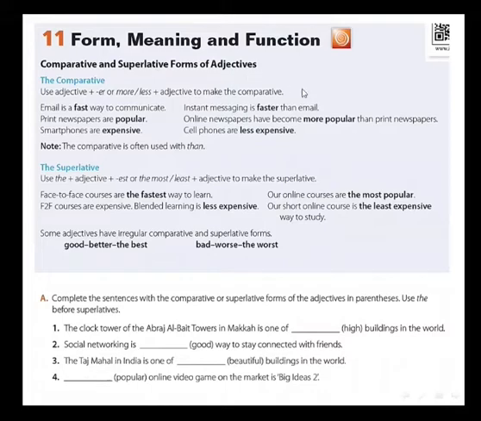For example, when I say Noor is taller than Rana, Noor is taller than Rana. So here we use the comparative form of the adjective. We compare between two people, okay? Use adjective plus er. When we use adjective plus er, we compare between two things or two people.